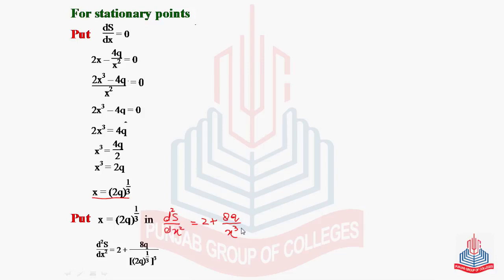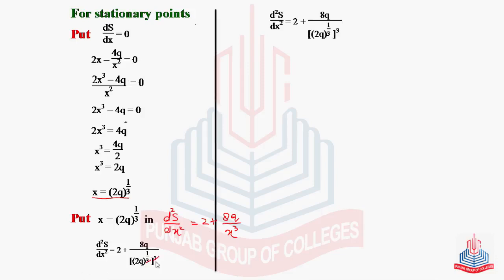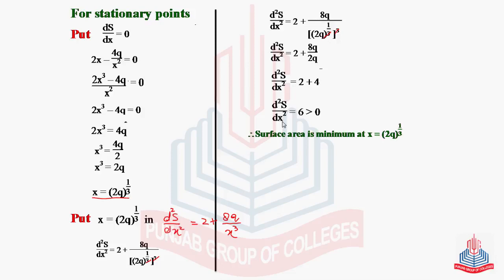2 will remain same plus 8q will remain same. The value of x is 2q raised to the power 1 by 3. This cube will remain same. So after cancelling this 3, we have our second derivative 2 plus 8q over 2q. This one actually cancels out, and the second derivative will become 6, which is greater than 0. And if the second derivative is greater than 0, then the function whose second derivative is this one will become minimum. So surface area is minimum at x is equal to 2q raised to the power 1 by 3.